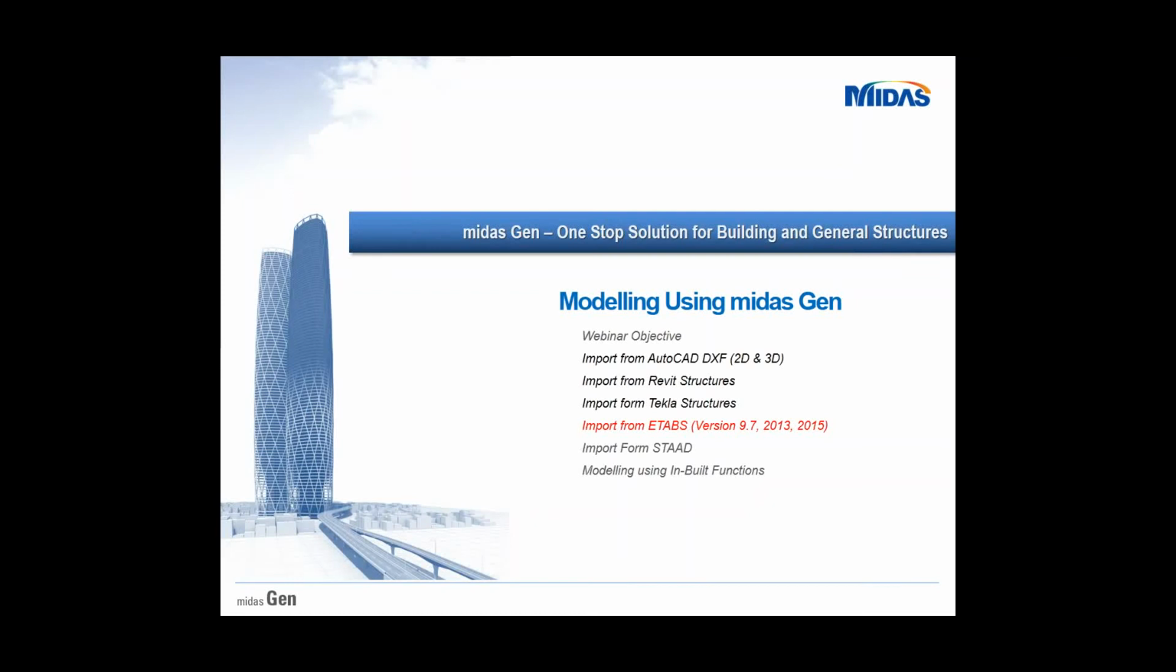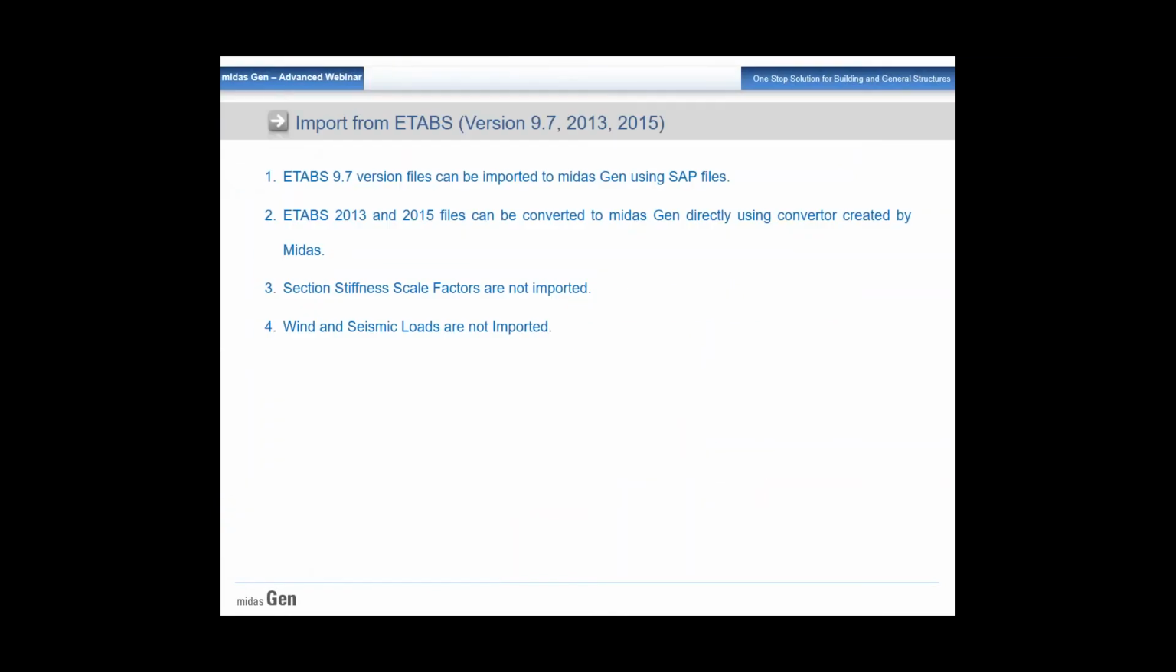Already have some models created in ETABS or STAAD which you want to compare in Midas. So how do we import those files? For import from ETABS, there are two types of versions: the old version 9.7, and the latest versions like 2013 and 2015.